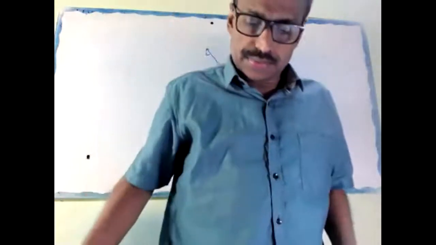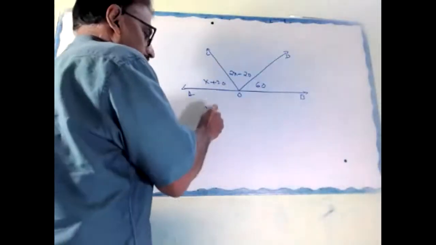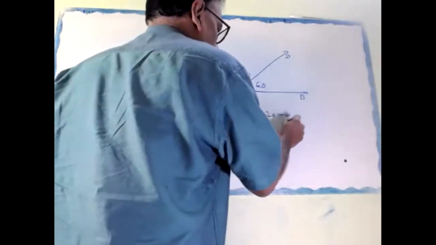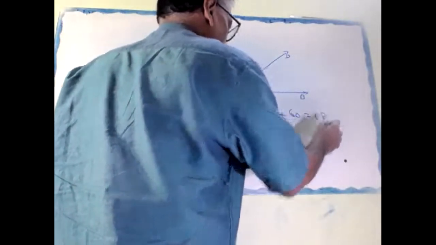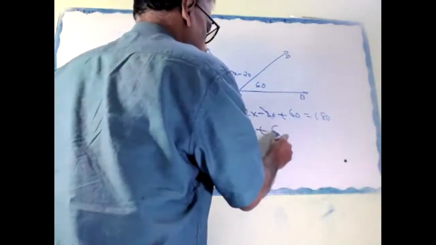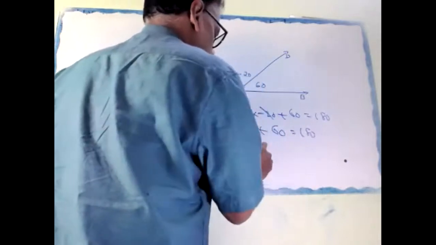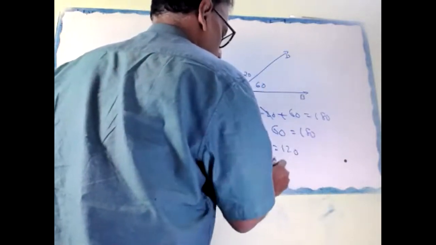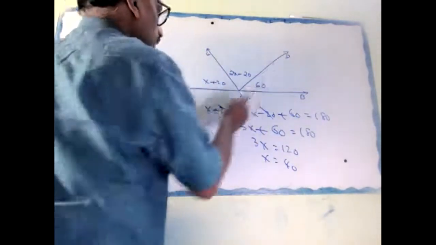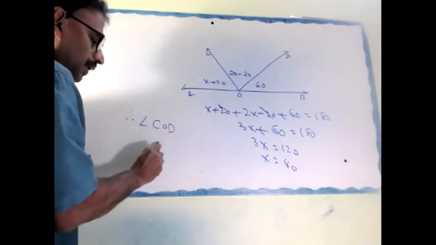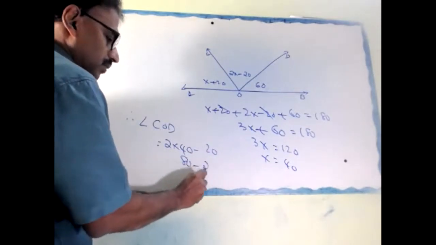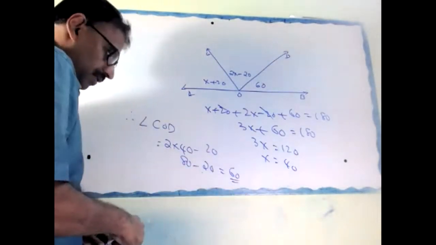Okay, what we'll do? Here, we know that x plus 20 plus 2x minus 20 plus 60 equal to 180, right? Because it's a straight line. The 20s cancel. 3x plus 60 equal to 180. 3x equal to 120. X equal to 40. Therefore, angle COD equal to 2 into 40 minus 20. 80 minus 20 equal to 60. Okay, right.